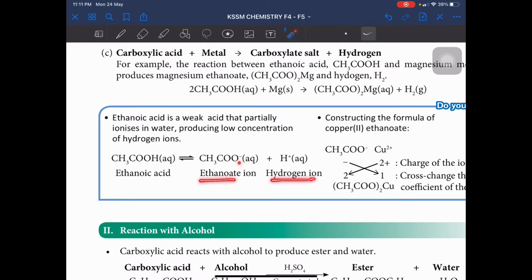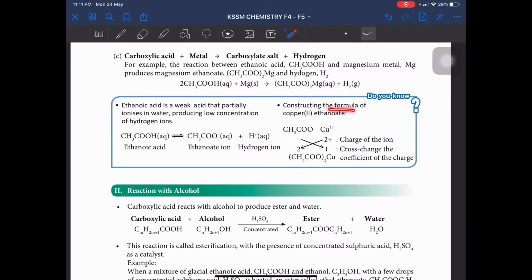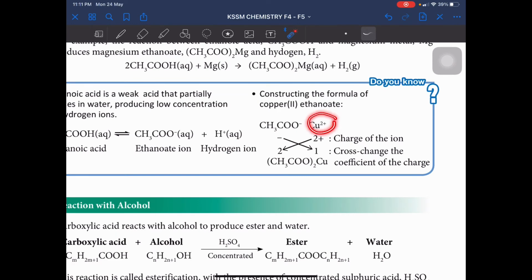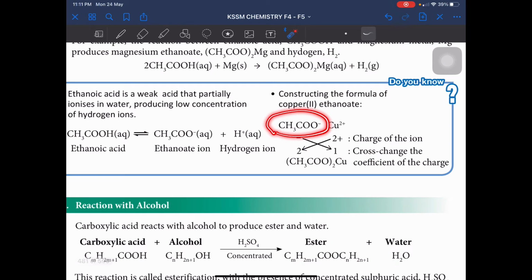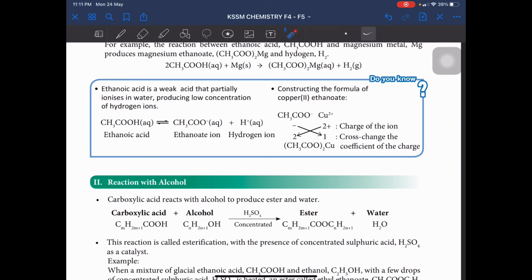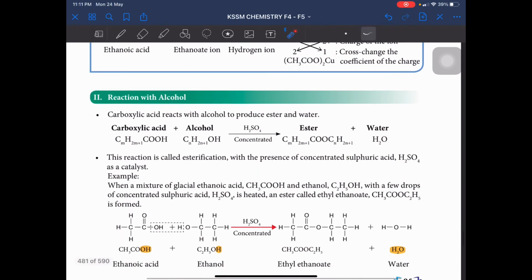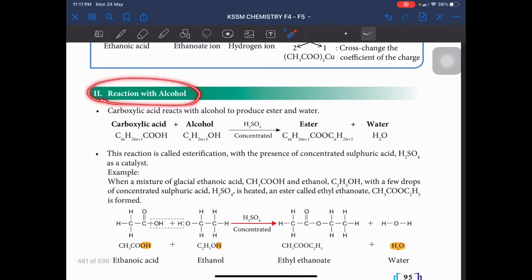Okay? So, when you want to construct the formula, contoh for copper 2 ethanoate, like I showed you just now, ionize first, then you can get the ethanoate ion. The negative one will react with the positive one. Usually we write the positive one behind. Okay, we are done with the first chemical properties for carboxylic acid. Now, let us go to the second chemical properties, reaction with alcohol.